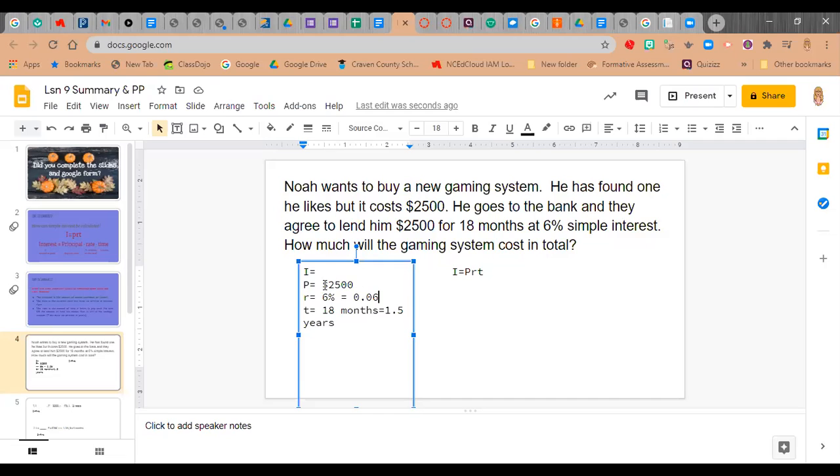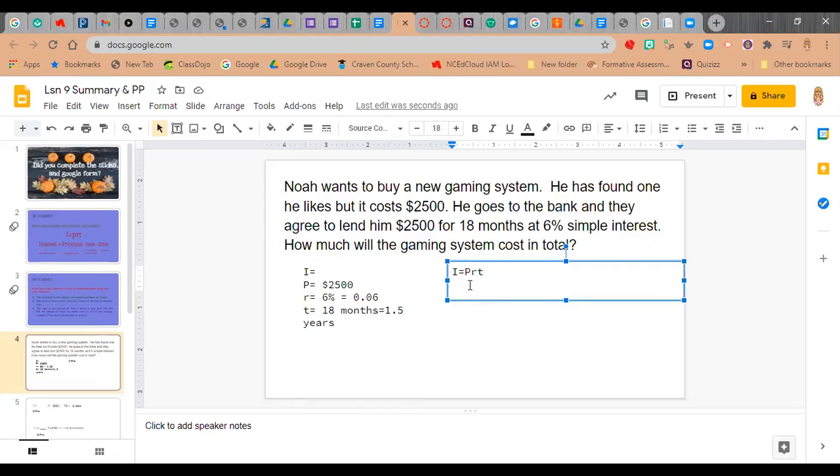All right, so it looks like I know everything except for the interest. Well, since I know these 3 things, I can find that 4th thing. So now I'm going to come over here to the equation and plug in or substitute in what I know and solve for what I don't know. I don't know I, so I'm going to keep the I. I know the principal is 2,500. Then I know that the rate is 0.06. And then I know the time is 1.5 years.